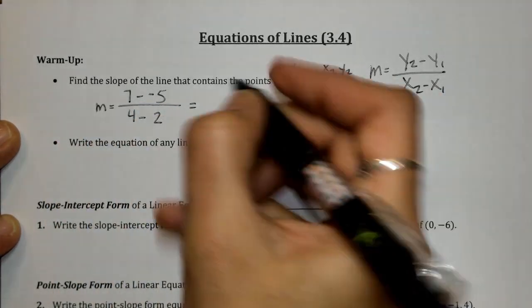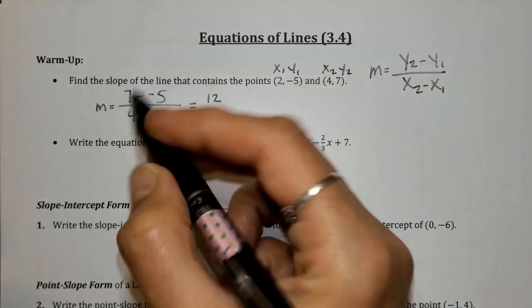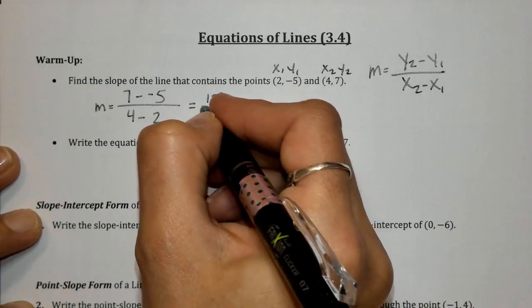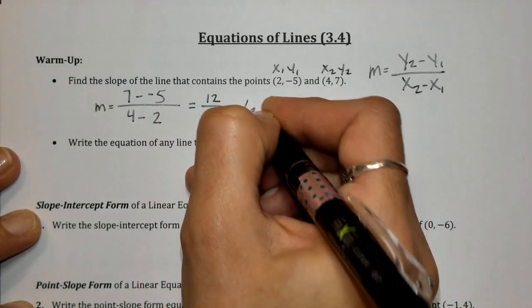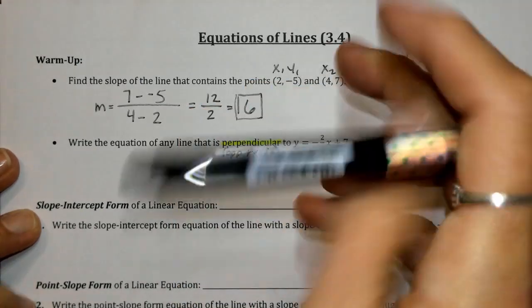We put these into the calculator, or if we look at it, well, 7 minus negative 5 is a 12. 4 minus 2 is 2. We're going to come up with a slope of 6.